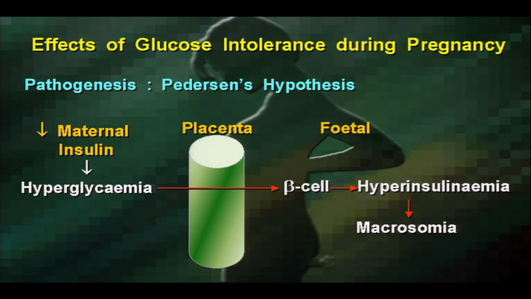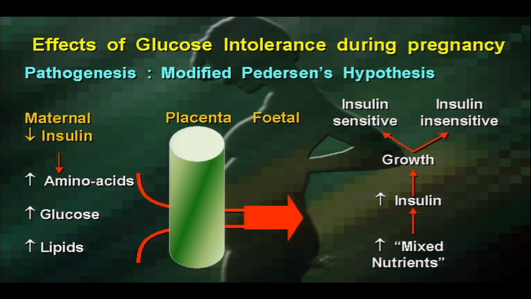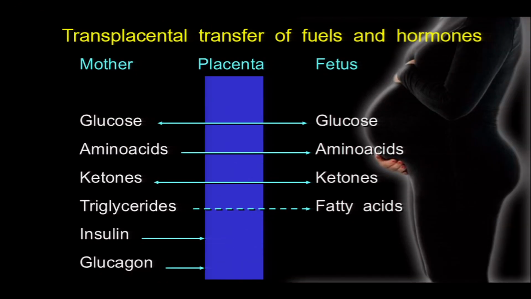responsible for macrosomia. This has subsequently been modified to the modified Pedersen's hypothesis, where you have not only the glucose but also amino acids and lipids responsible for the so-called mixed nutrient effect, hyperinsulinemia. The growth increases in the fetus in insulin sensitive tissues such as the viscera, where it doesn't affect insulin insensitive tissues such as the brain. And lastly, there is a transplacental transfer of fuels and hormones. Glucose crosses, amino acids cross, ketones cross, but insulin and glucagon from the maternal side do not cross the placenta.